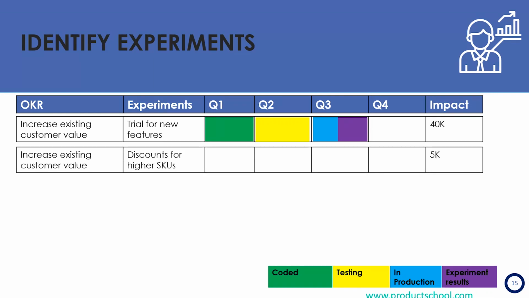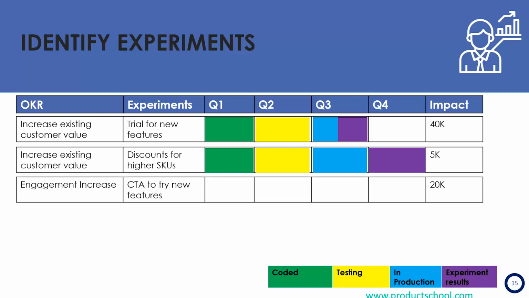Doing something similar for the rest of the experiments that we have identified, I'm going to increase the customer value again. This is also my upsell area: offer discounts for higher SKUs. It's probably a longer experiment, depending on how many people you have or how much you have to build to get this through. The engagement increase is probably a shorter experiment because I already have the infrastructure, not a lot of code, not a lot of testing, and I can finish my experimentation in production and also analyze my results within a quarter. So that's a shorter experiment.